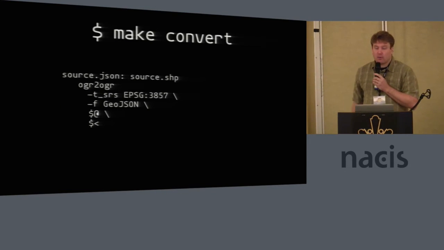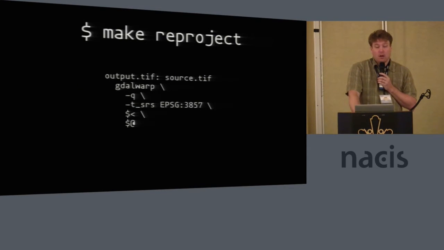And here's a couple of recipes that are a little bit more useful that break things down a little bit. What this is going to do is take a source shapefile and create a source JSON file using ogr2ogr. It's going to convert it to WebMercator. Shout out to all the web people in the audience. It's going to create a GeoJSON file, it's going to create source.json, $@, and it's going to use source.shp as the input. You can reproject stuff in the same way.